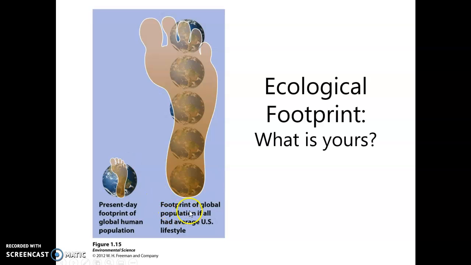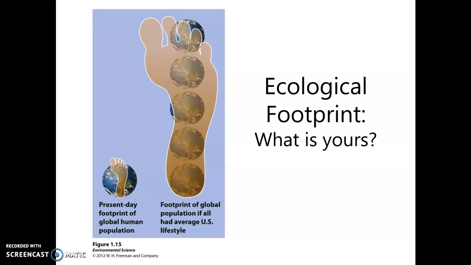But we could look at ecological footprints differently. And here we are looking at the global population if everyone lived the average U.S. lifestyle. And you can see here that it would take 1, 2, 3, 4, 5 or more Earths to support the global population if everyone lived the way the average U.S. citizen lived.